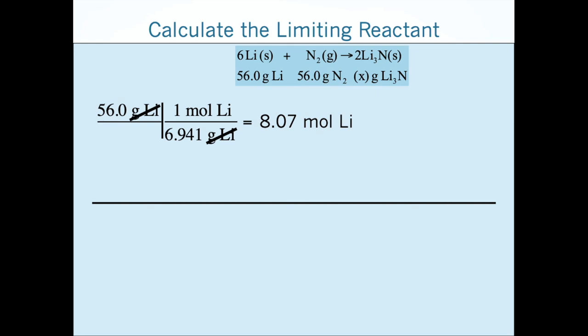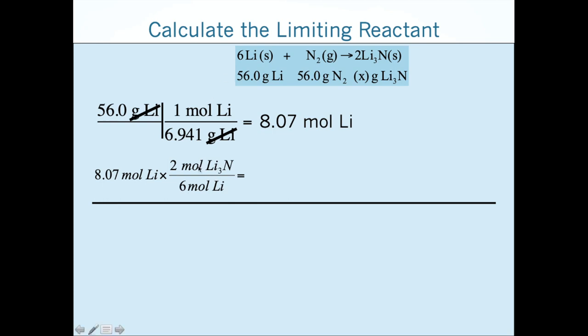Okay, now of course, we can't stop there because the goal is we want to know how much lithium nitride we're going to make. So let's look at the relationship between lithium and lithium nitride. There's 6 lithiums for every 2 lithium nitrides. So it's a 6 to 2 ratio or 2 to 6 ratio. Or if you want to simplify that, you could say 3 to 1 or 1 to 3, but I've used the actual original numbers here.